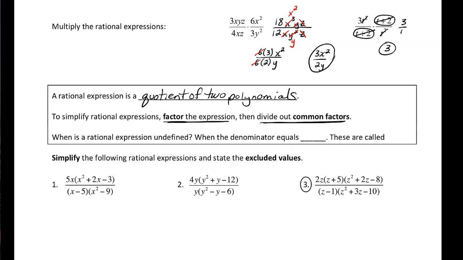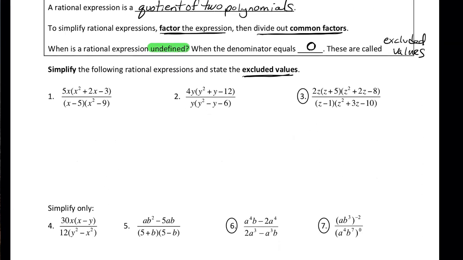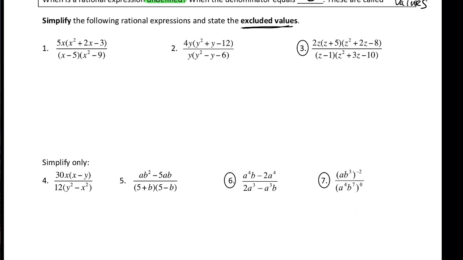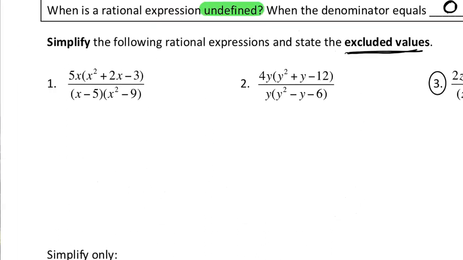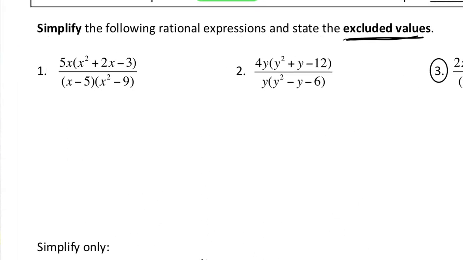And lastly, when is a rational expression undefined? That's when the denominator is equal to 0. These are called excluded values. So I'd like to practice both simplifying and excluded values on the next couple examples. So let's look at 1 and 2, and number 3 will be for you as a try this.